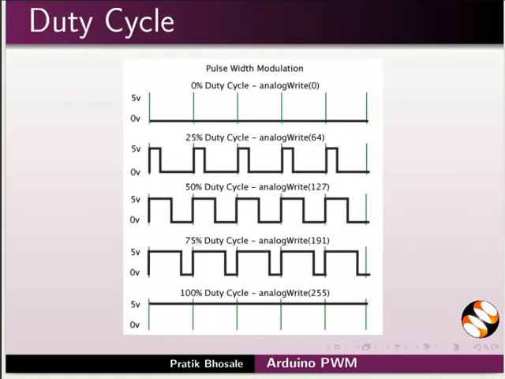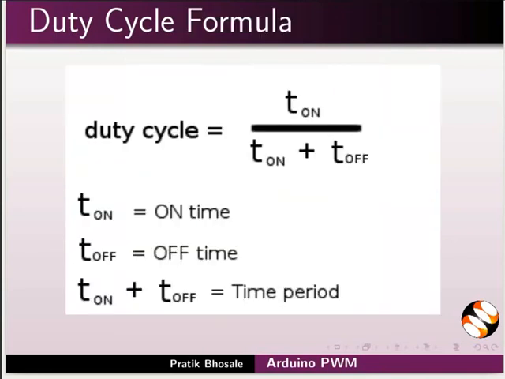Duty cycle is the percentage of time a digital signal is on over a period of time. Duty cycle can be varied from 0% to 100%. The formula to calculate the percentage of duty cycle is shown here. T on is equal to the duration of time when signal is high. T off is equal to the duration of time when signal is low. Time period is T on plus T off. That is, it is equal to the sum of on time and off time of PWM signal.